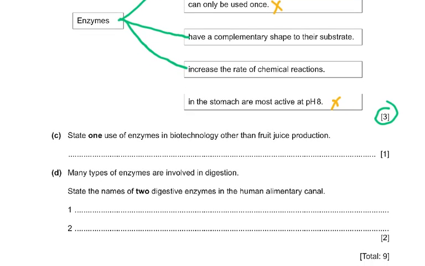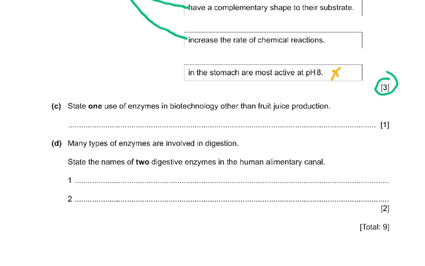Then it says state one use of enzyme in biotechnology other than fruit juice production. So we use it in biological washing powders. Biological washing powders will break down the stains of blood or protein or some sort of food thing which is oily, like maybe you dropped some mayonnaise on your clothes, so that would remove that.